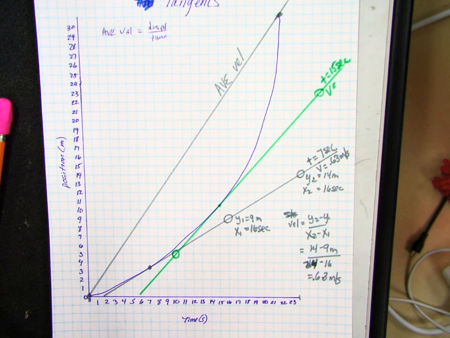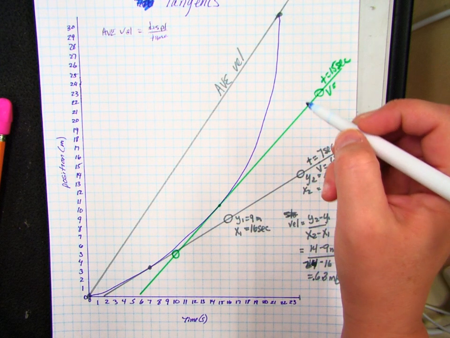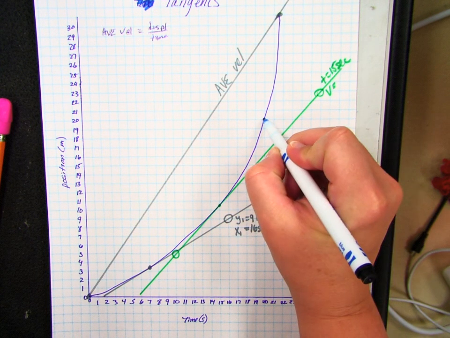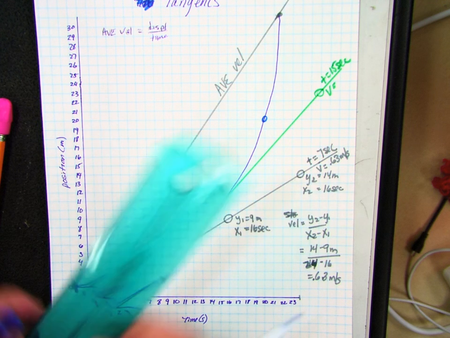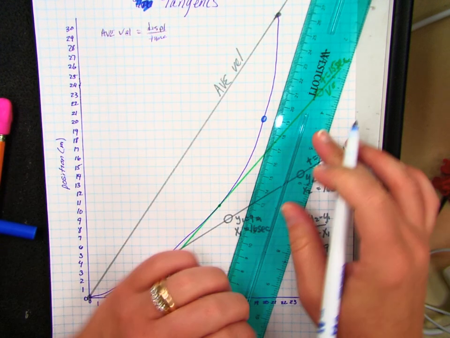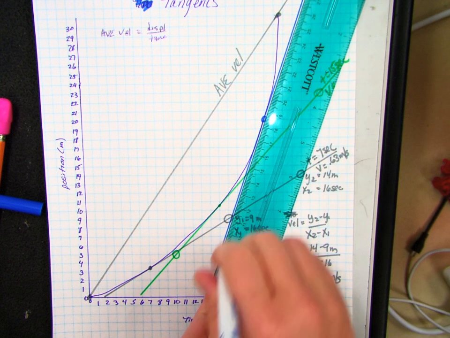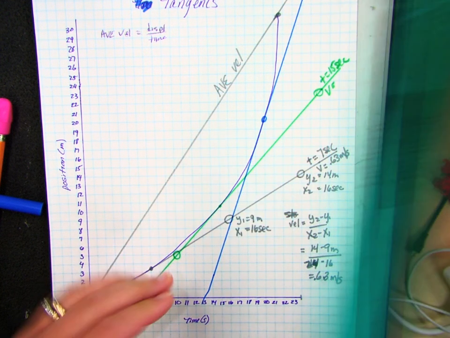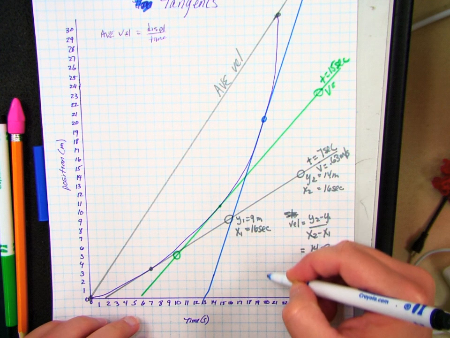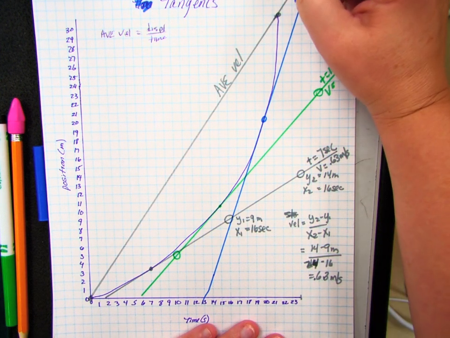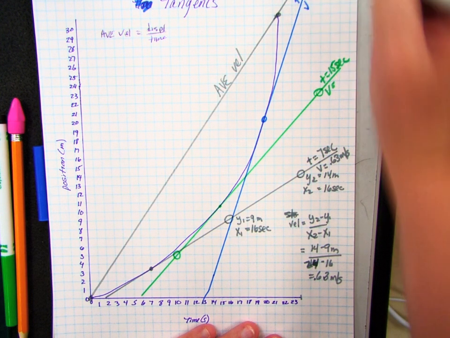Working our way up. Let's do one right here. Again, I'm balancing my ruler so it's symmetrical, drawing my line the whole way. So here is time equals 20. And find the velocity.